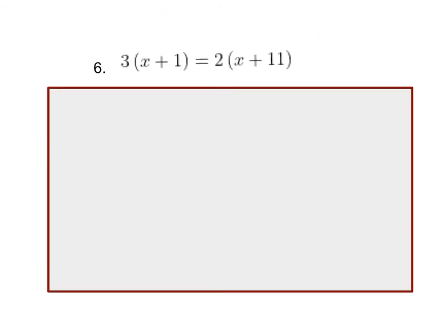Problem number 6. Not too bad. Left-hand side, we can see we can distribute this 3. Right-hand side, we can distribute the 2. So we go 3 times x, which we write 3x, and 3 times 1, positive 1, so it's a positive 3. On the right-hand side, 2 times x, which is 2x, and 2 times 11, which is 22.